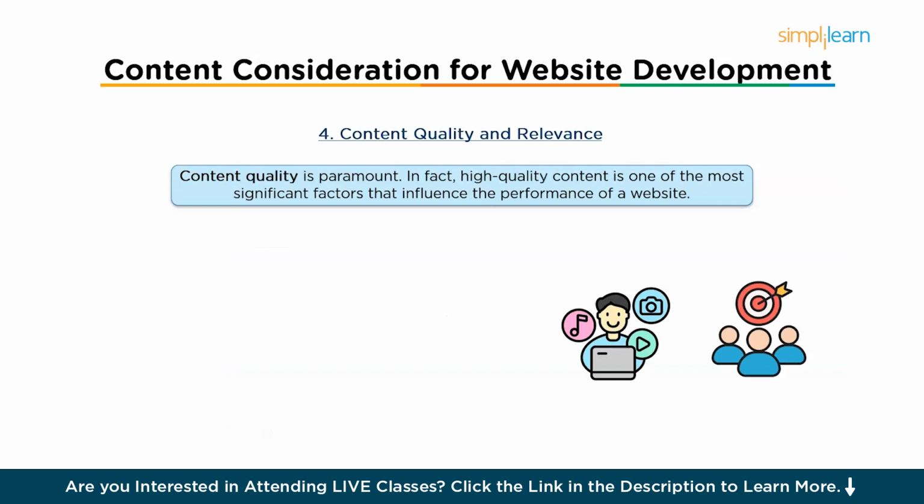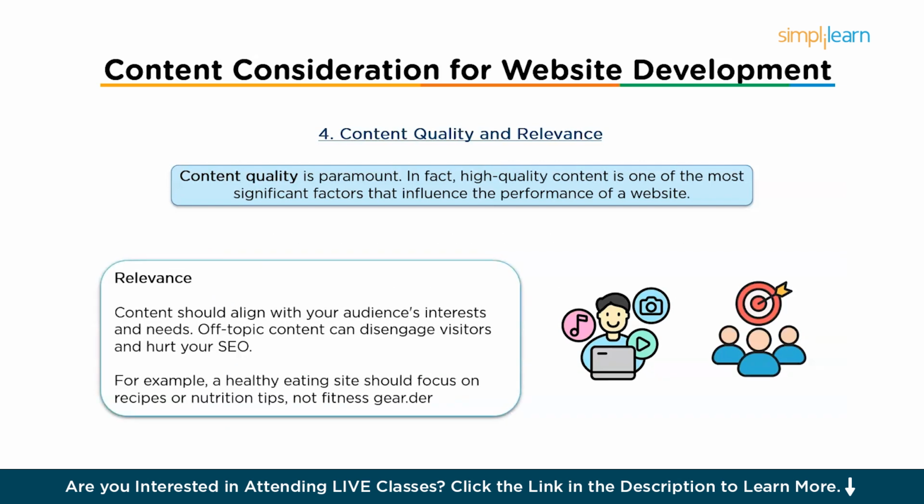Then relevance: the content should be directly aligned with your audience's interests and needs. Off-topic content can disengage visitors and hurt your SEO. For example, if your website is about healthy eating, posting content about fitness gear might not be as relevant as recipe blogs or nutrition advice.